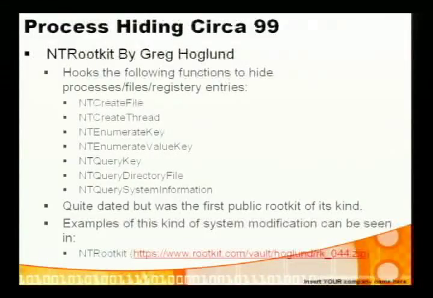So process hiding circa 99 was the NT rootkit by Greg Hoglund. It basically went to your system call table and patched up a bunch of functions, so that it could hide registry keys, files, processes, and so forth.